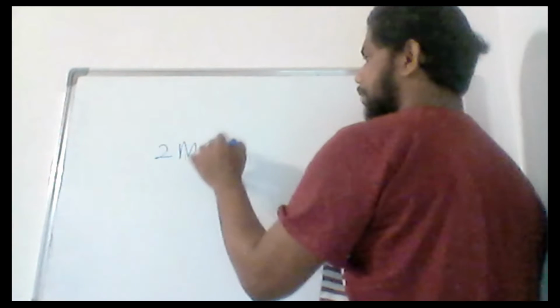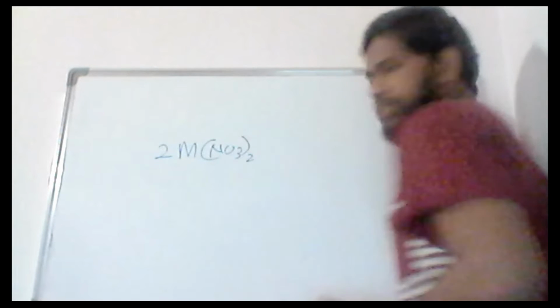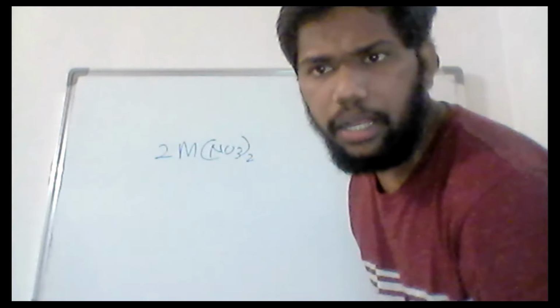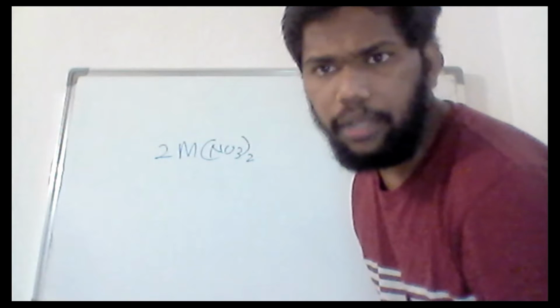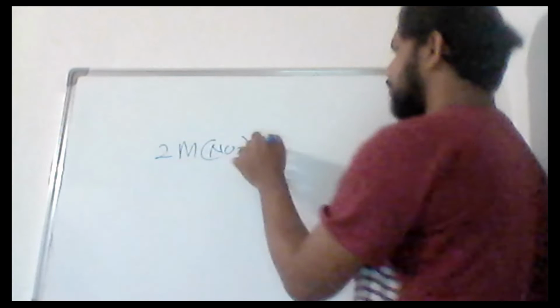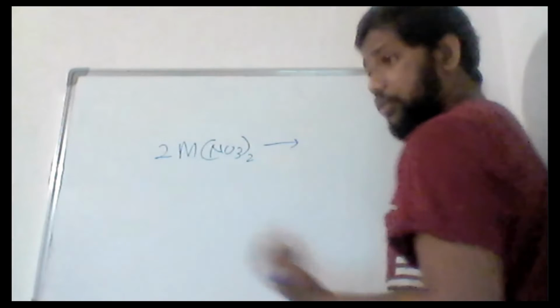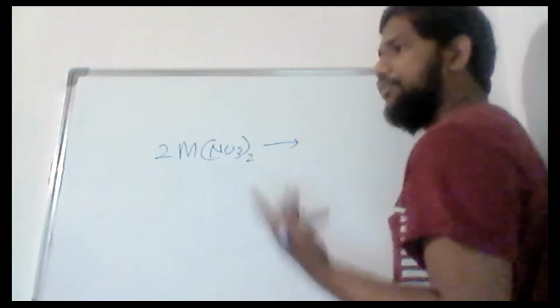Right, so moving on. The next question is, they have asked for the general decomposition reaction of nitrates. So if you have group 2 nitrates, M(NO3)2, in fact, this is asked about group 2 nitrates using M as the metal. So this is the metal. You know nitrate is minus 1, M is plus 2. Group 2, so therefore there is a valency of 2.